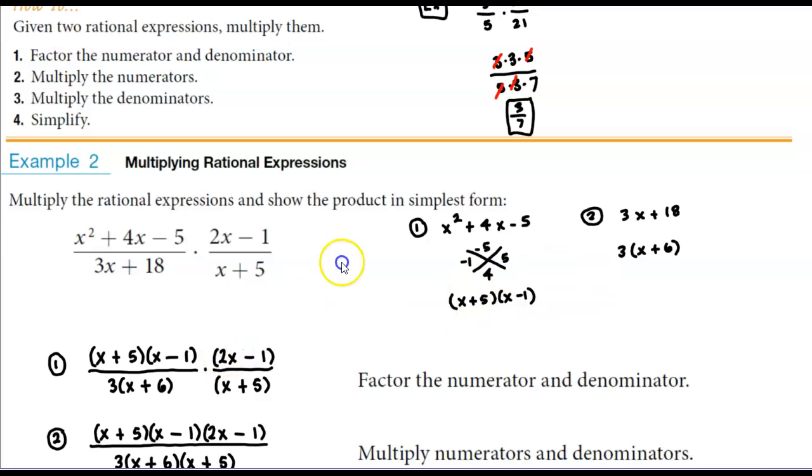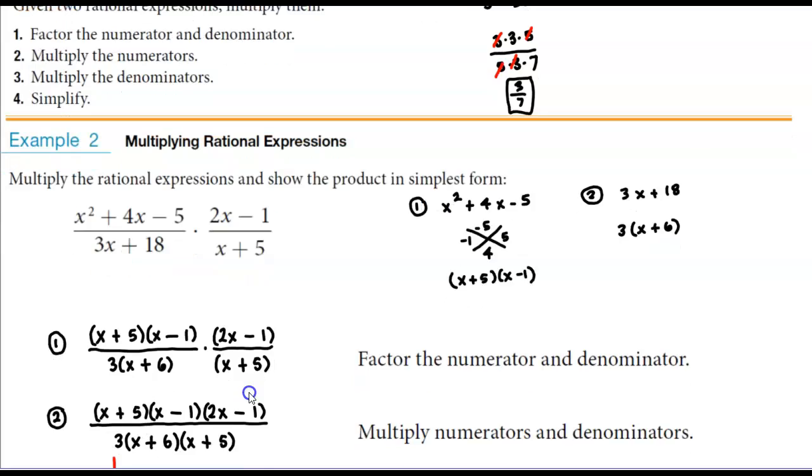And then we have 3x plus 18. We can also factor that. The greatest common factor is 3. So if we factor out the 3, what's left is x plus 6. And if you notice, 2x minus 1 cannot be factored any further, and neither can x plus 5.